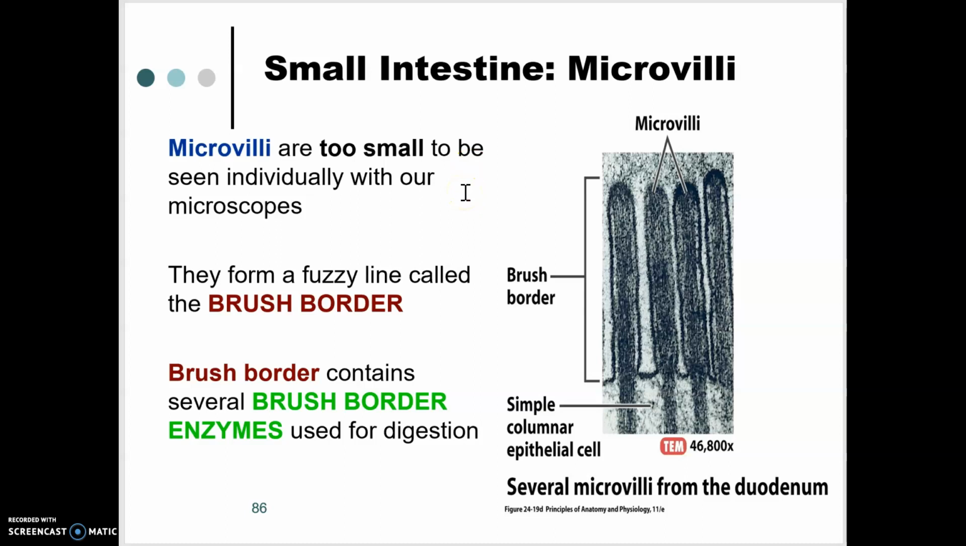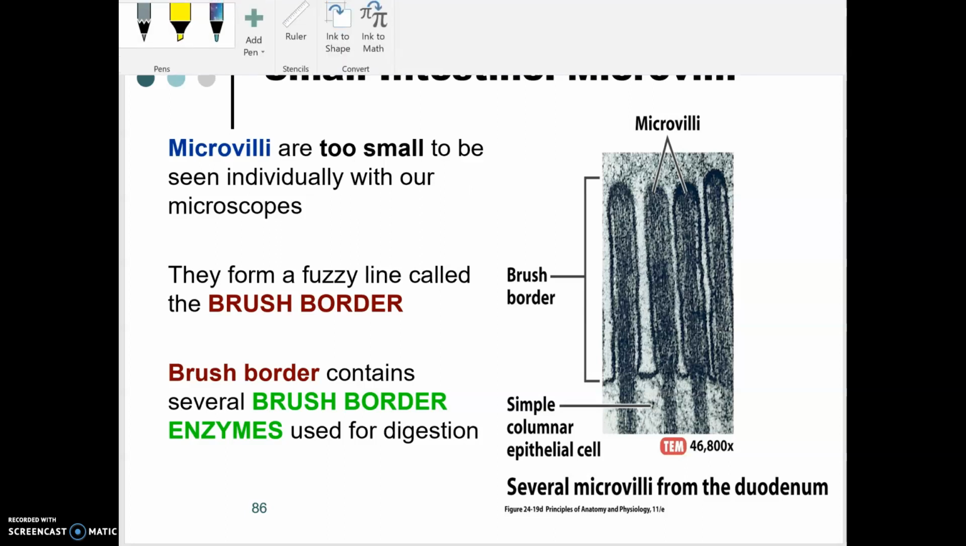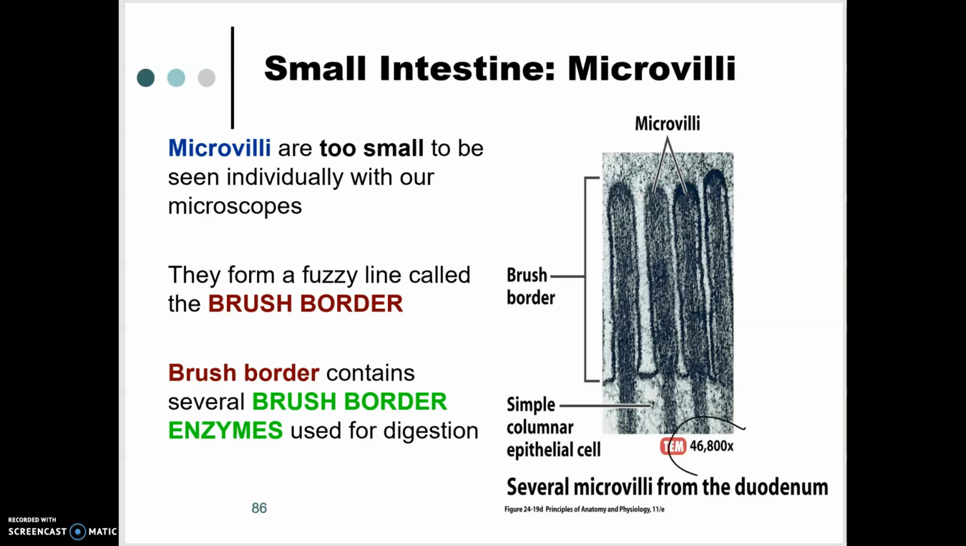So like I said, our microvilli are way too small for us to see on our microscopes. And if you look at the picture next to us right here, you'll see that the magnification on this is 46,800. So that's 45,800 times more than we can do in our scopes. So these are very, very small. And we actually call the microvilli, the groups of microvilli, the brush border.